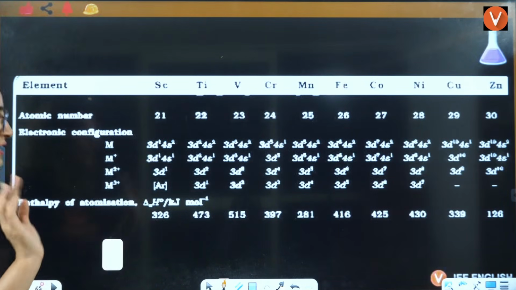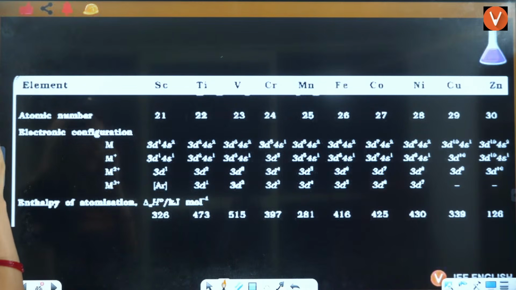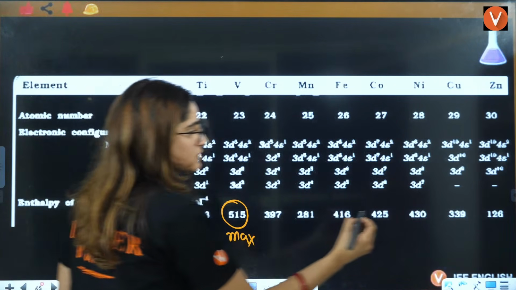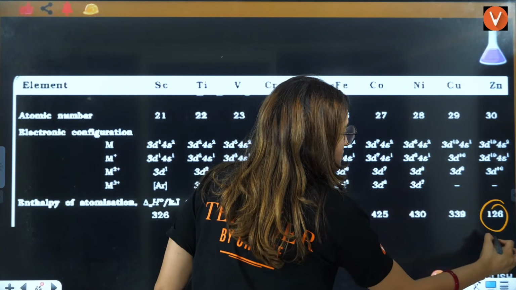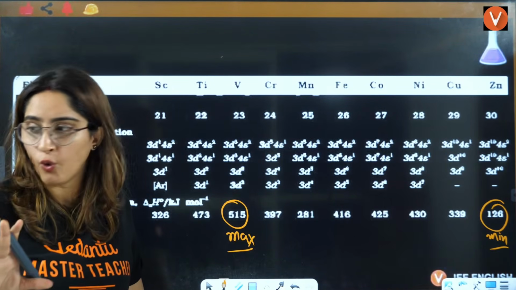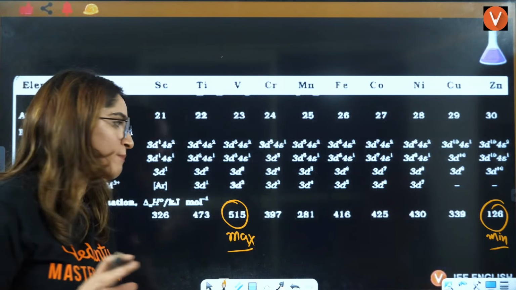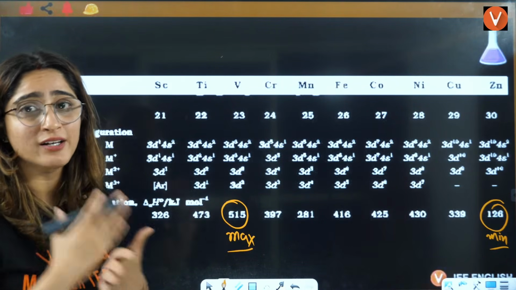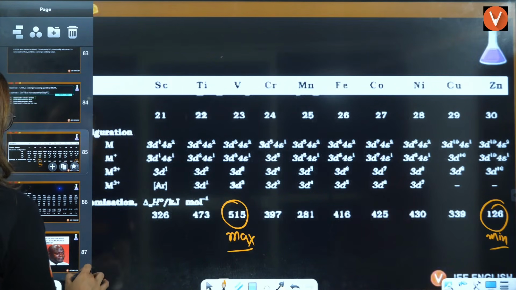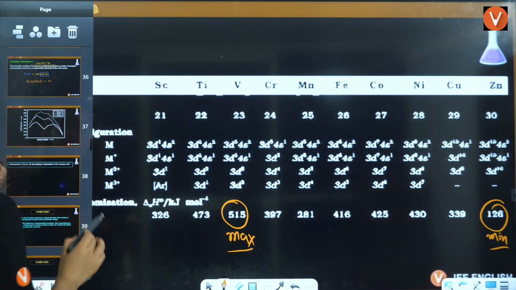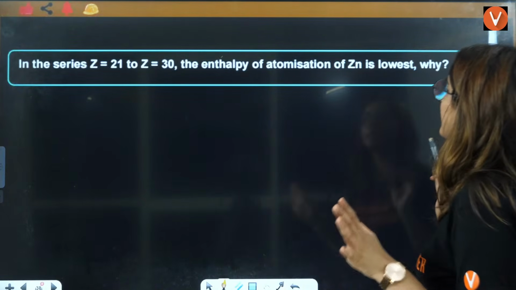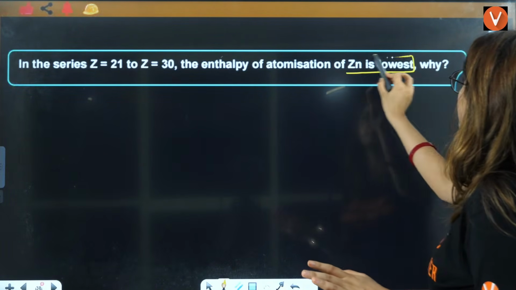Can you see this? Maximum is for this vanadium. So this is having maximum, this is having minimum. Maximum, minimum, you should definitely know. And I would suggest you to remember this as it is. That's why I'm asking you to write it down in the comment section after the class. And tomorrow I'll see how many of you actually do this. Okay. Yes, everybody. Now, let's see in the series why enthalpy of atomization of zinc is lowest.